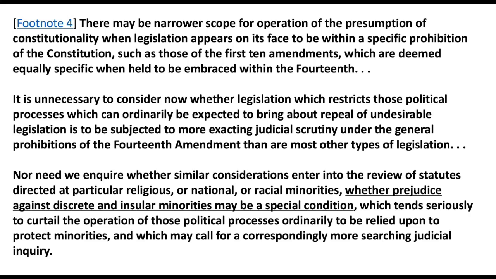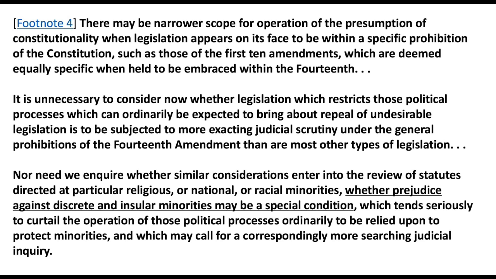Scalia used to like to call it the babbling idiots test. You can think of any reason why a law will benefit somebody, the Supreme Court will give it a pass. And then strict scrutiny, especially in civil rights areas, where the court will be very intrusive and wanting to make sure you've really justified a law or regulation. And so the third qualification in the last paragraph there is: nor need we inquire whether similar considerations enter into the review of statutes directed at particular religious or national or racial minorities, whether prejudice against discrete and insular minorities may be a special condition.